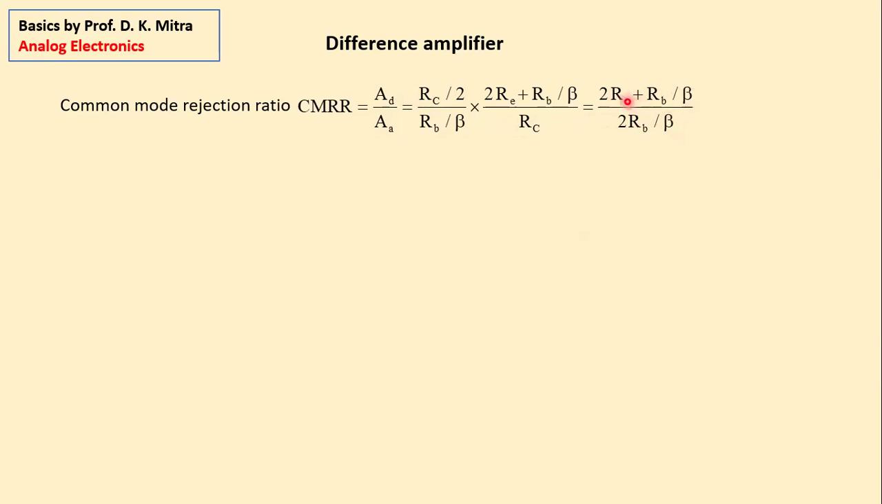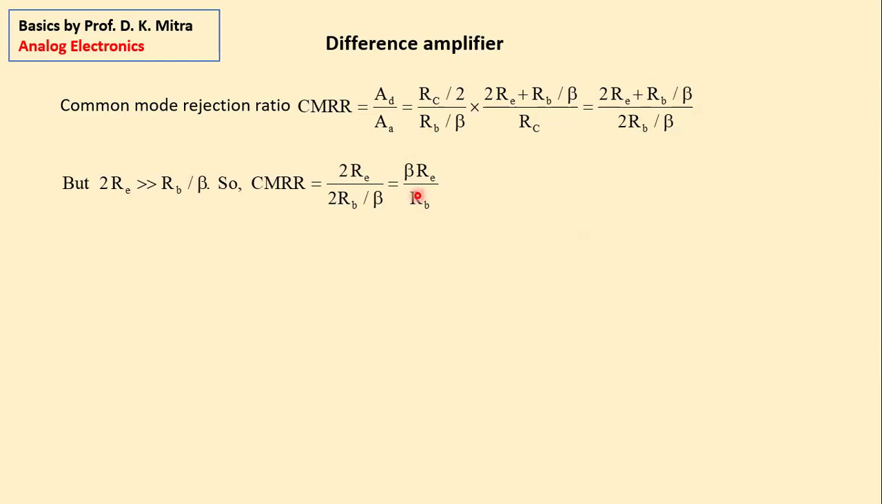This depends upon the emitter resistor and base resistor and beta of the two transistors. But normally, 2RE is much, much more than RB over beta. So this factor, if we cancel out, then 2 and 2 get cancelled. So this becomes beta RE by RB. So to have a very high common mode rejection ratio, emitter resistor should be high, beta of the transistor should be high, and base resistor RB should be low, right? This is what is common mode rejection ratio.